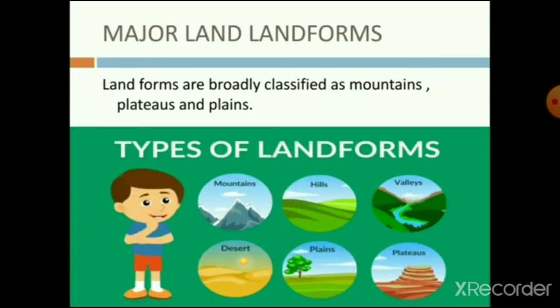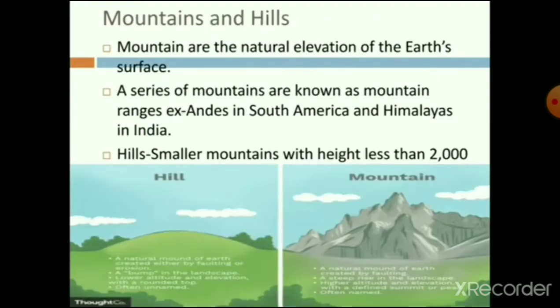Major landforms. Landforms are broadly classified as mountains, plateaus, and plains. Let us see how the various landforms are formed. Mountains and hills. We are discussing 2 points about this. Mountains are natural elevations of the earth's surface. They are generally characterized by a small summit and a broad base.